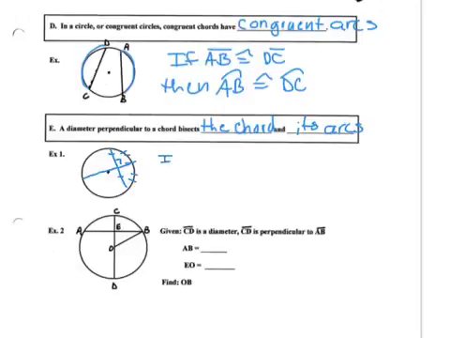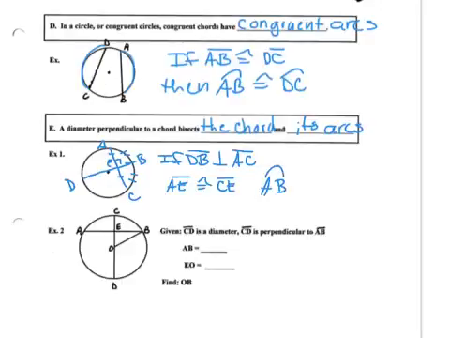So we can write it out. I need to label it here: I have diameter DB and I have chord AC. So if DB is perpendicular to AC, then I can write a couple things. I can say that AE, I'll put E as the intersection point, segment AE is going to be congruent to segment CE, and arc AB is going to be congruent to arc CB. So a diameter that's perpendicular to a chord divides everything in half.